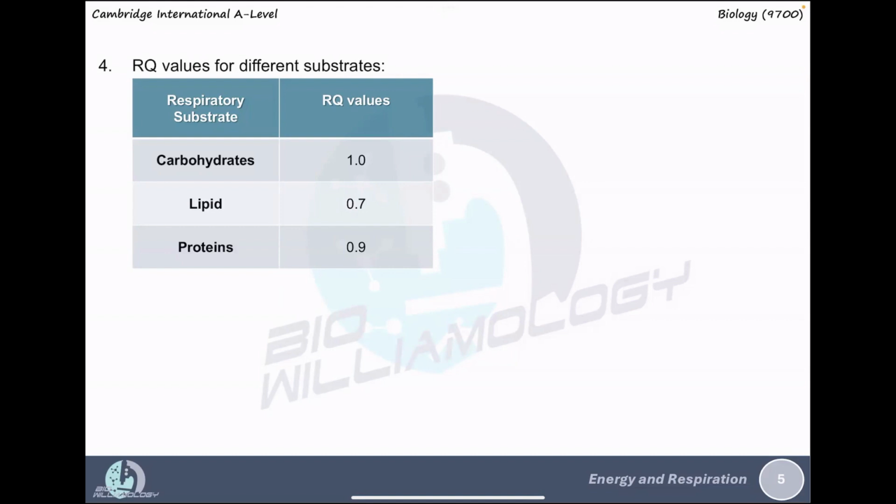So if we have a value in between 0.7 to 0.9, then we can claim that it's a mixture of lipids and protein. If we get a value between 0.9 to 1.0, then we can claim that the respiratory substrate most likely is a mixture of protein and carbohydrate. However, if the respiratory quotient shows a value greater than 1, we can only conclude that it is anaerobic respiration, but there is no way for us to know what kind of respiratory substrate is used by the organism.